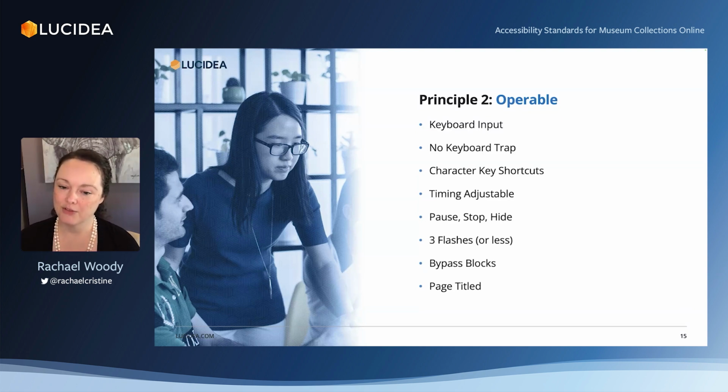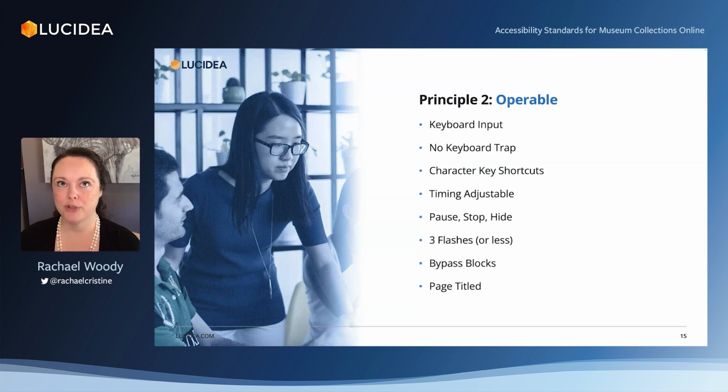All right, and then shifting into timing for operations. First up is timing adjustable. This is if there's any sort of time limit related to searching or viewing collections online, it has to be possible for the user to turn off that time limit, adjust it, or extend it. This isn't typical for collections online as presented to the public. However, this may be something to consider for your own staff needs when they are operating within the collections management system on the back end, where log off timing limits can happen and perhaps need to be adjusted for accessibility reasons.